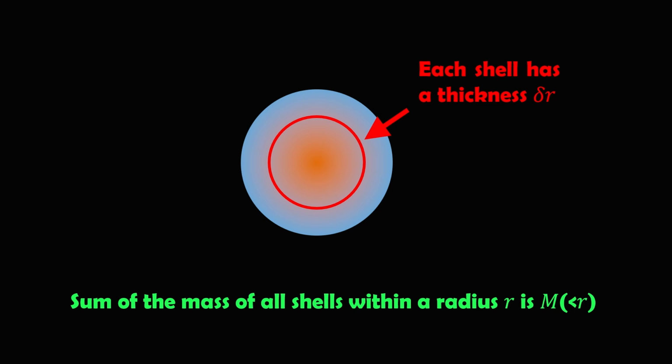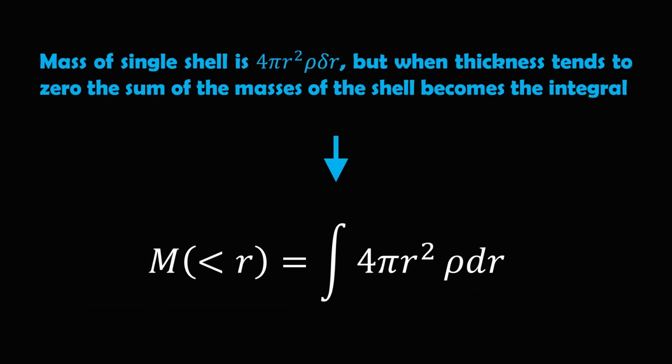The sum of the mass of all of the shells within some radius r is then going to be the mass at less than radius r. That's the same thing basically. So they should all add up to the total mass. Now the mass of a single shell can be given as 4 pi r squared times the density times delta r. But if the thickness of the shell tends to 0, then the sum of the masses of the shells becomes the following integral. So we can write it in an integral form here.